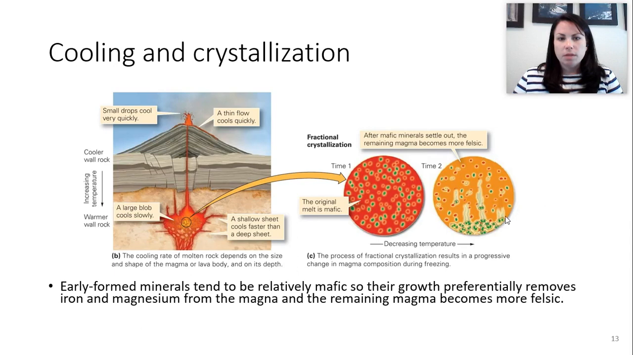So here's a diagram that shows that as temperature decreases, and here this would be an intrusive rock, and this is a large blob that cools slowly, originally the melt is mafic, and then as the temperature decreases and after some of those minerals settle out, the remaining magma becomes more felsic. And this means, generally speaking, slightly darker colors for mafic, and more felsic we associate with lighter colors. And we're going to explain that throughout the lecture.